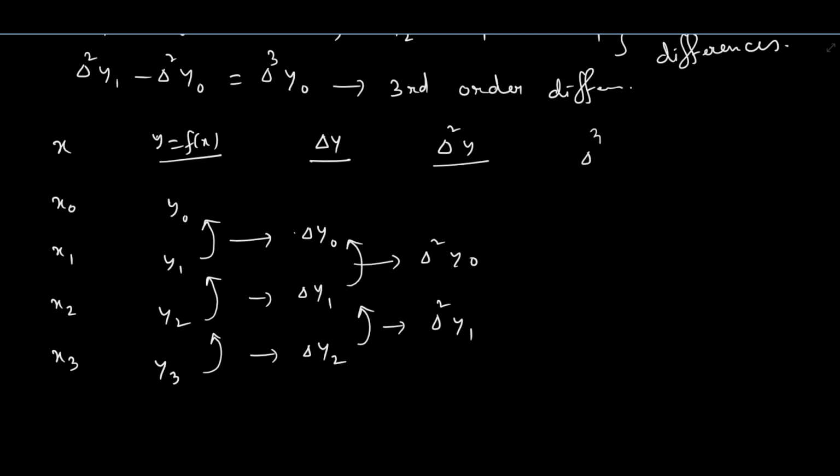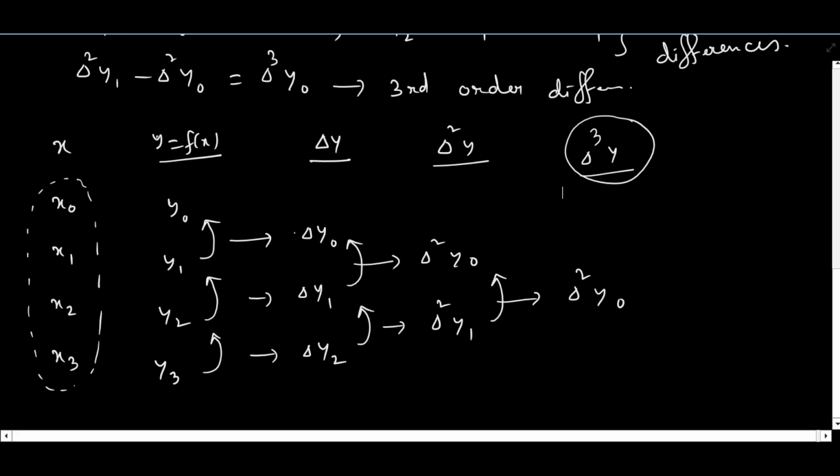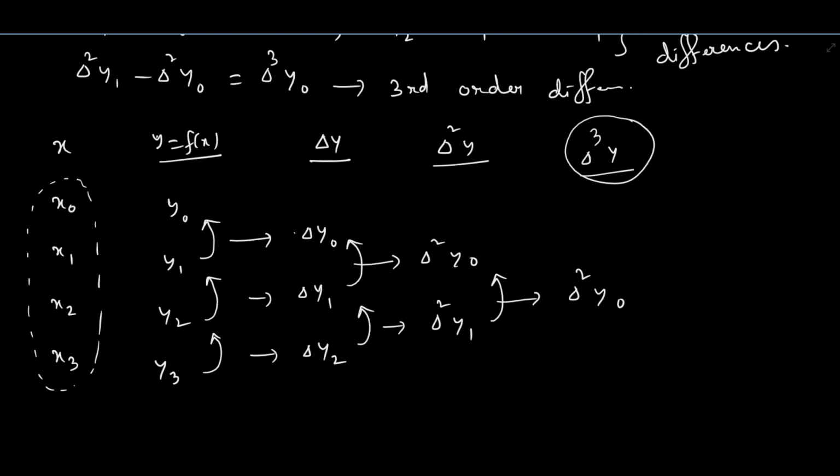So one more we need, delta cube y. Third order difference will be what? The difference between two second order differences, that means delta square y1 minus delta square y0. So this is delta cube y0. Okay. So up to how much order we have to find? You just see here. 4 entries are there, no? Since 4 entries are there, you have to go one less, that is up to third order. So if there are 5 arguments, then up to fourth order we have to find. Okay. So let us take an example depending on this difference table, then you'll understand that it's very simple.